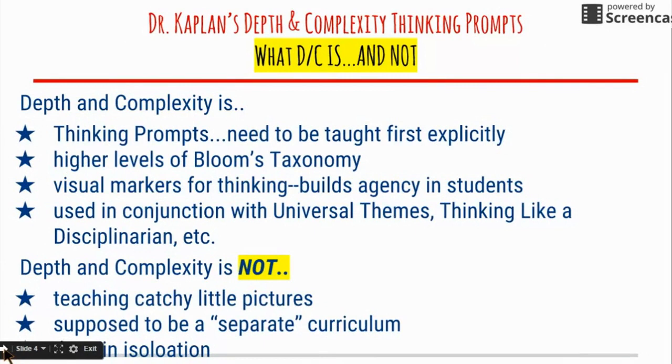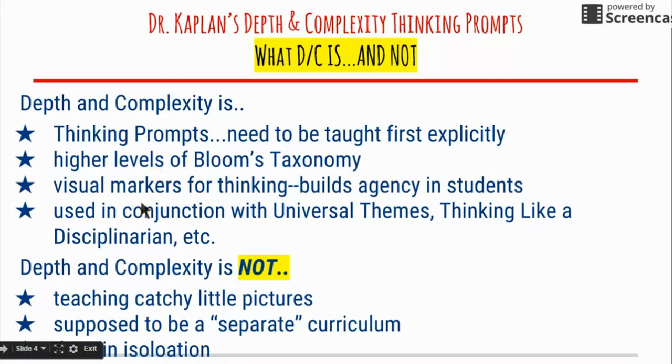So what is it and what is it not? Well, depth and complexity are just simple prompts, and a prompt is meant to elicit thinking. They do need to be taught explicitly. They are iconic, they're visuals, so they do have to be taught at some point if students are not familiar with them. And we're going to look at some ways that you can do that in real easy examples. Just higher levels of Bloom's taxonomy.